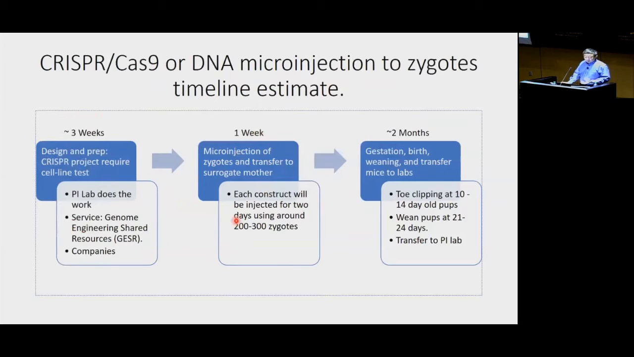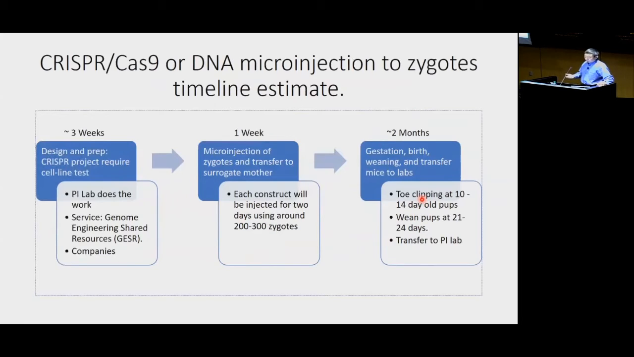From my part, the injection takes me about 6 days, let's say. First I prepare the mice by hormone injection to the female, and then in the final 2 days, I inject your reagent into the zygote, the mouse embryo, and transfer it back into the surrogate mother. Then it takes 19 days for the mice to be born, and another 21 days for the mice to be weaned. When pups are 10 to 14 days old, I will cut the toe.